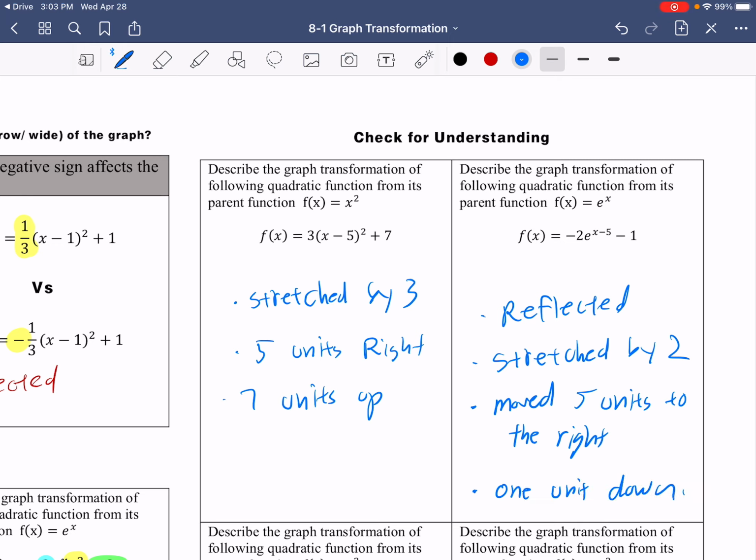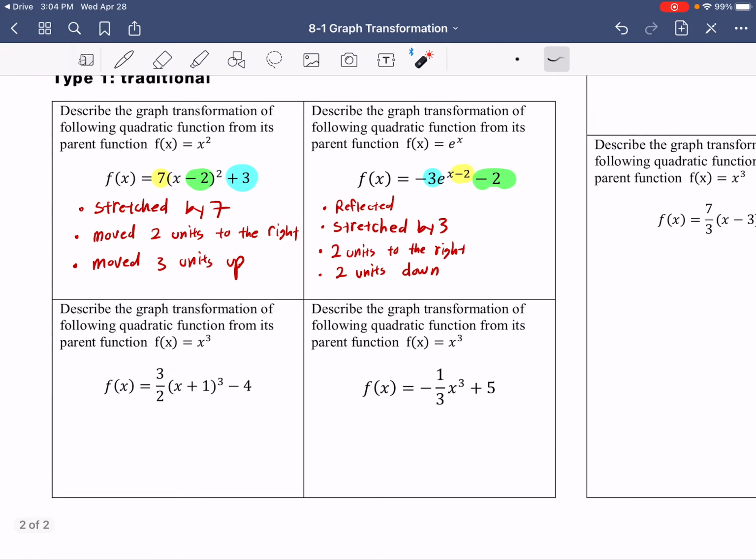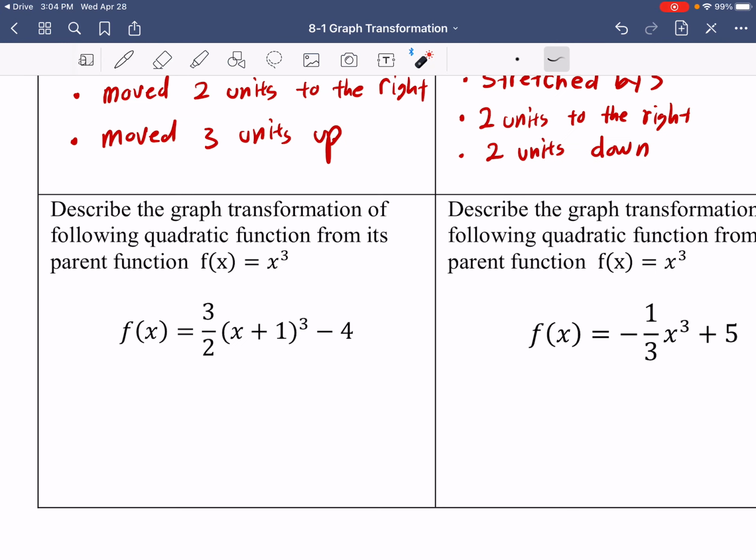So that's the answer you're supposed to get. I hope this one helped. Okay. So here, what about x cubed? It's the same thing. First, ooh, this one can be a bit confusing to you. 3 over 2. Yeah, it's a fraction, but 3 over 2. Is that bigger than 1? Yes, because it's 1.5, so it's stretched by 3 over 2.